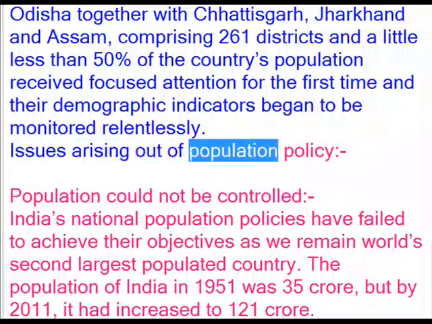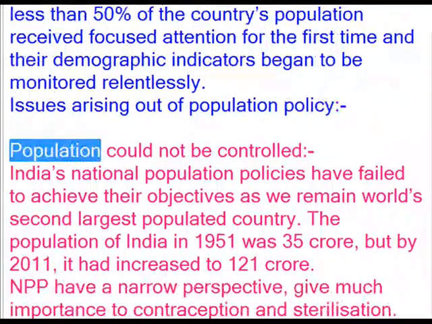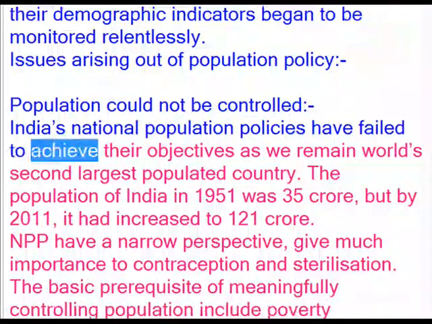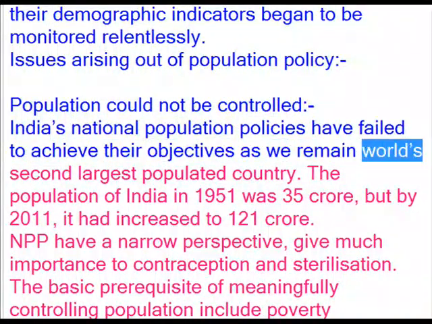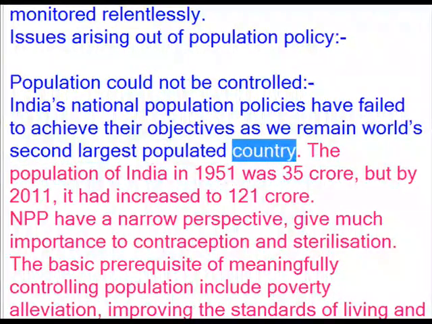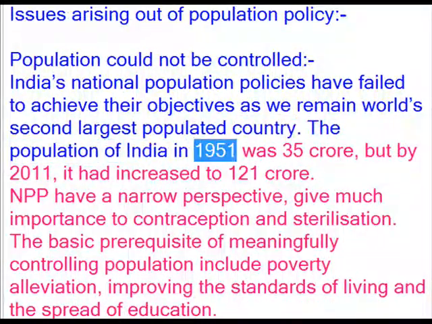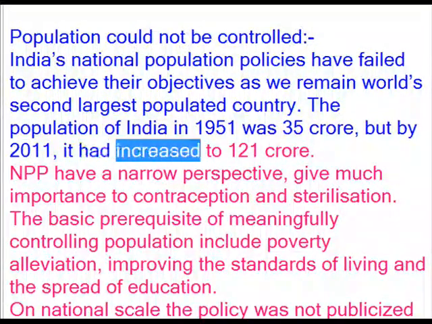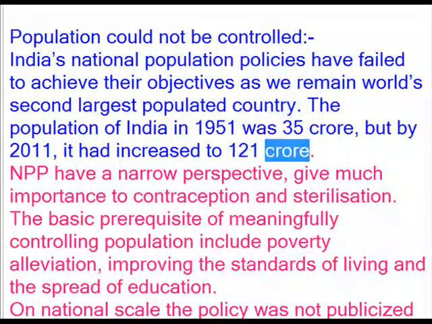Issues arising out of the population policy. Population could not be controlled. India's national population policies have failed to achieve their objectives, as we remain the world's second largest populated country. The population of India in 1951 was 35 crore, but by 2011, it had increased to 121 crore.